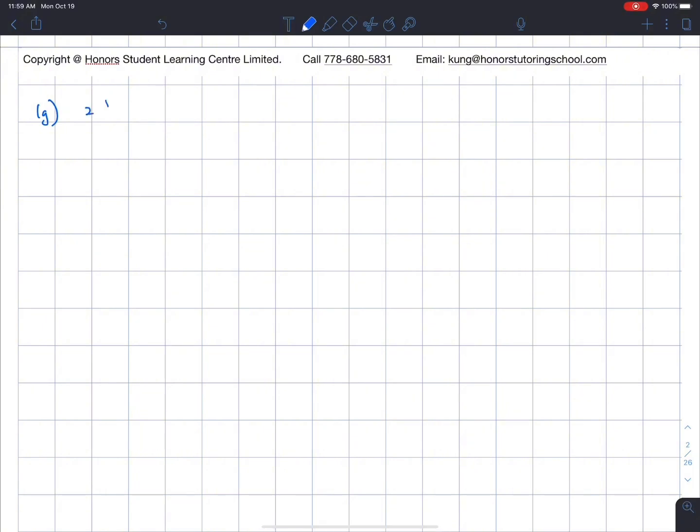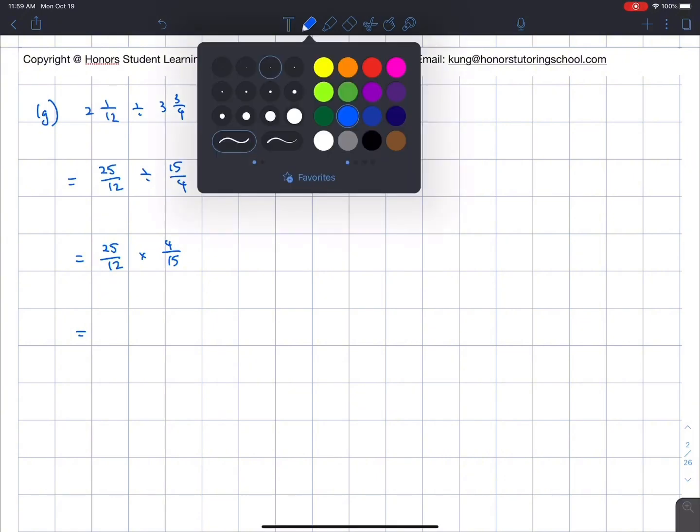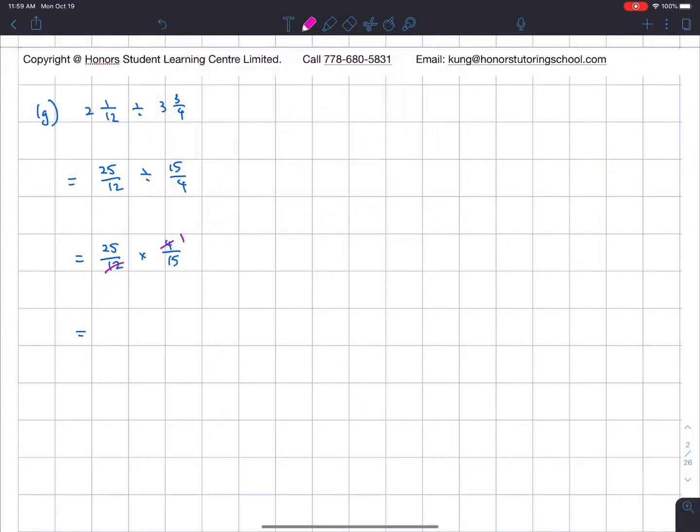1G, 2 and 1 over 12 divided by 3 and 3 over 4. 2 times 12 is 24, plus 1 is 25, so 25 over 12 divided by 4 times 3 is 12, 12 plus 3 is 15. So we have 25 over 12 times 4 over 15. I can divide this by 4 to get 1, divide this by 4 to get 3, divide this by 5 to get 3, divide this by 5 to get 5. My final answer is 5 times 1 is 5, denominator 3 times 3 is 9.